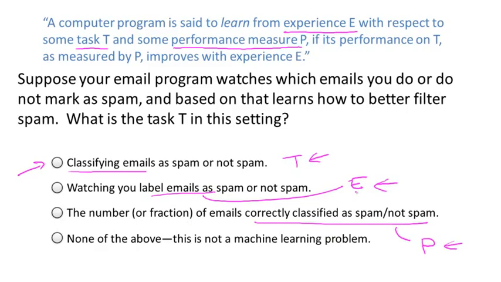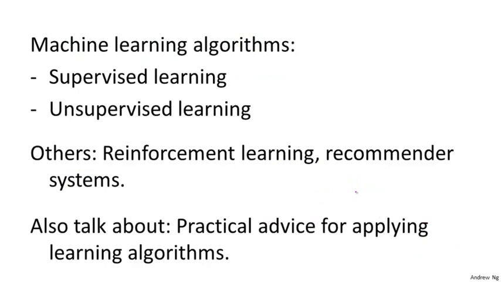In this class, I hope to teach you about various different types of learning algorithms. There are several different types of learning algorithms. The main two types are what we call supervised learning and unsupervised learning. I'll define what these terms mean more in the next couple videos, but it turns out that in supervised learning, the idea is we're going to teach the computer how to do something, whereas in unsupervised learning, we're going to let it learn by itself.